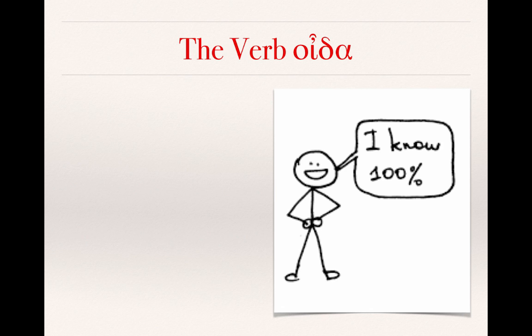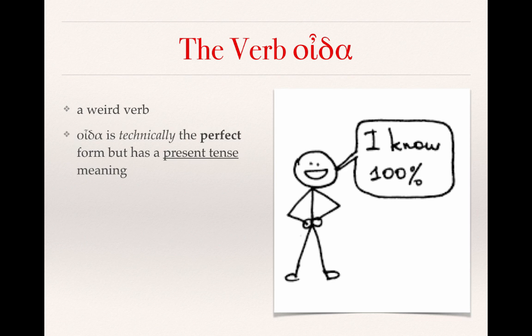All right, finally for this lesson, the verb oida. This is a weird verb, and in these final chapters in Croy's textbook, we will encounter lots of weird verbs. This is a weird verb because oida is technically the perfect form of another verb, but it has come to have a present tense meaning. So we would translate oida as I know.